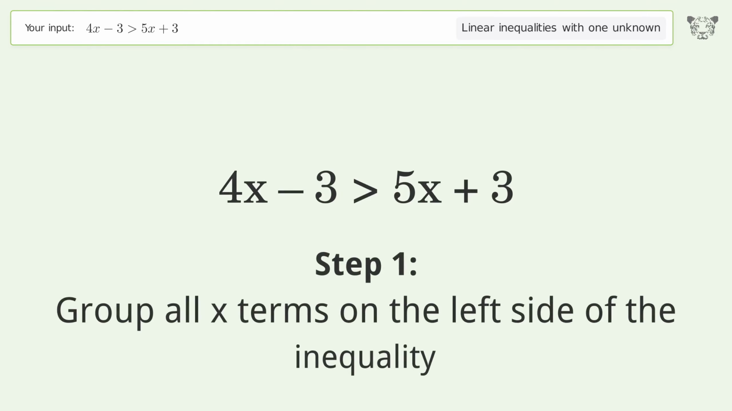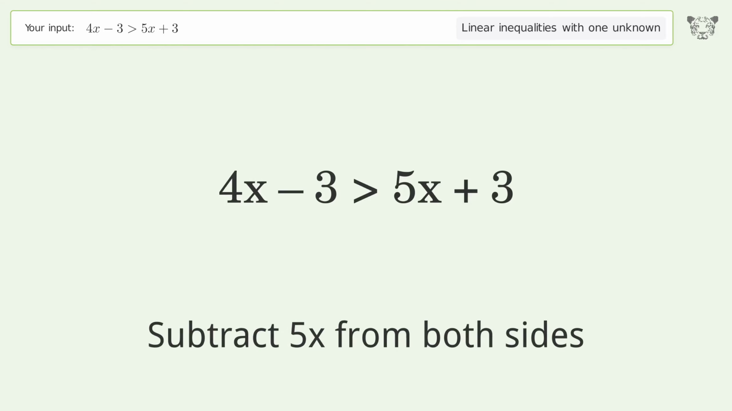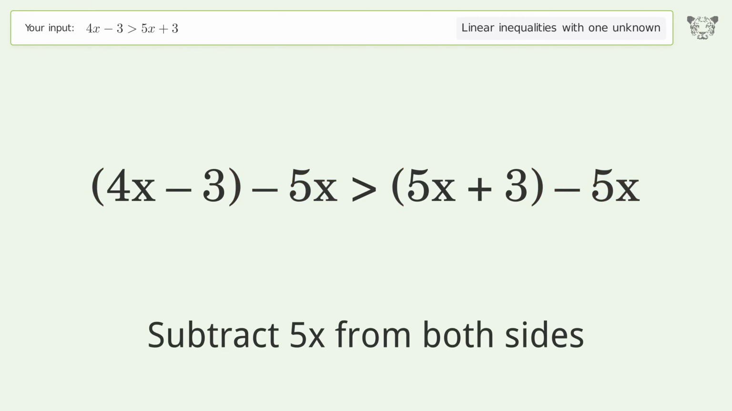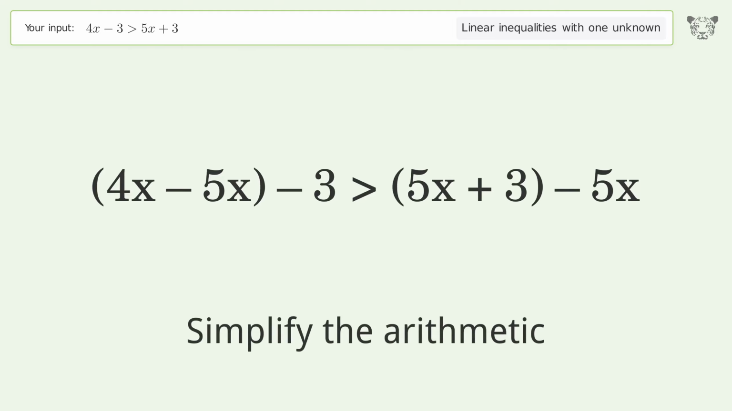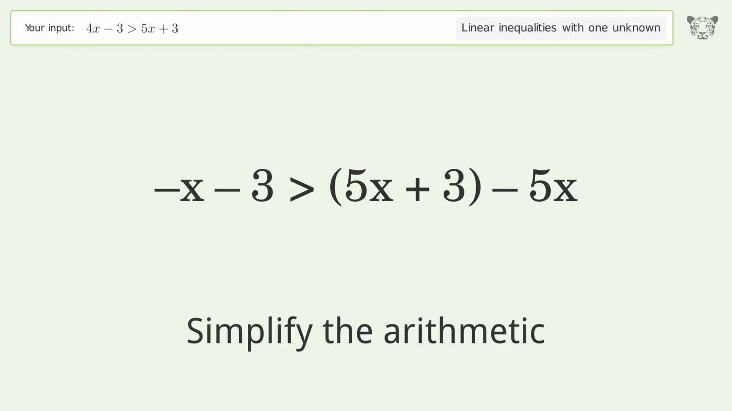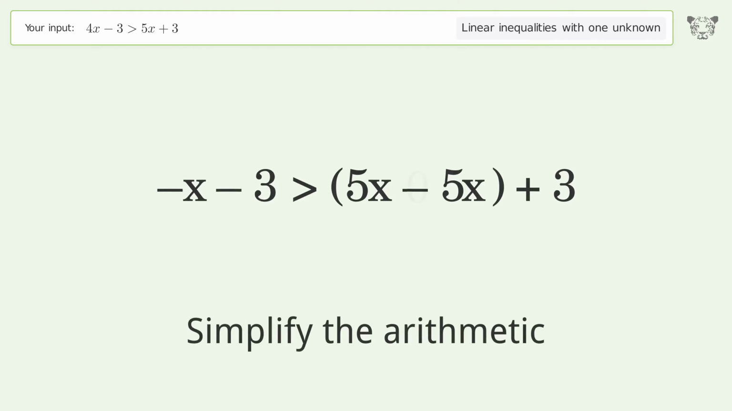Group all x terms on the left side of the inequality. Subtract 5x from both sides. Group like terms. Simplify the arithmetic. Group like terms. Simplify the arithmetic.